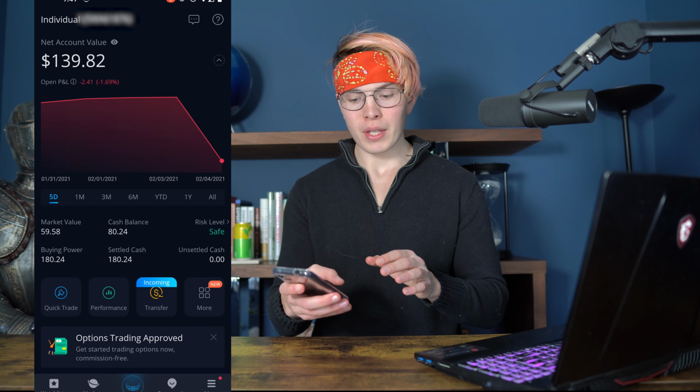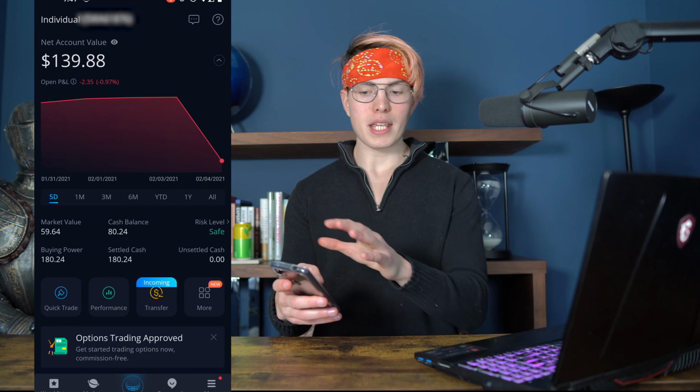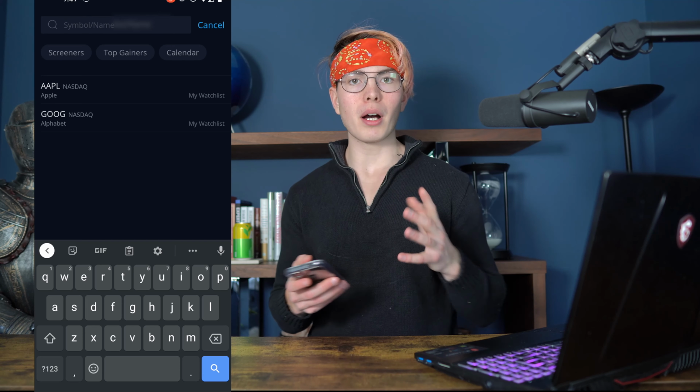So what you're going to do is, say you're on the home screen here, you're going to tap on this middle button. It's going to take you to your investment account. It might ask you for your trading password, which you'll have to put in. I've already put mine in, so it did not ask me for that. What you're going to do now is go to quick trade, and you're going to type in the ticker symbol or the name of the stock that you want to trade.